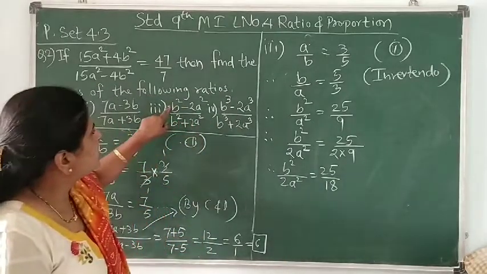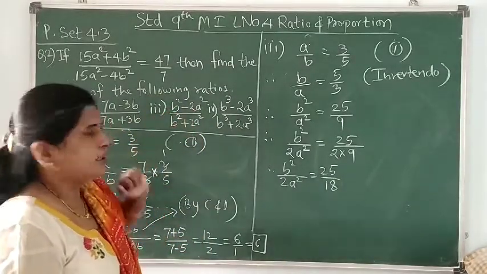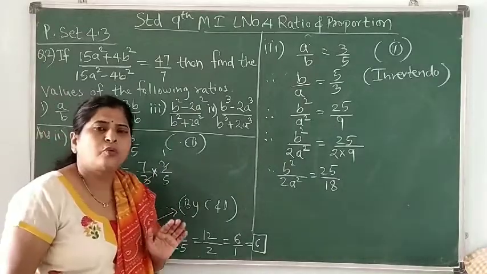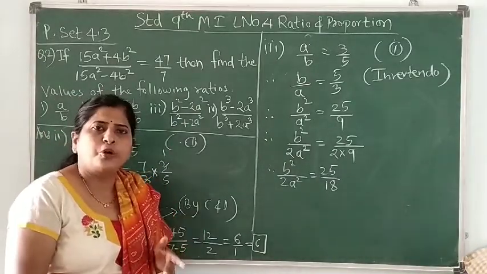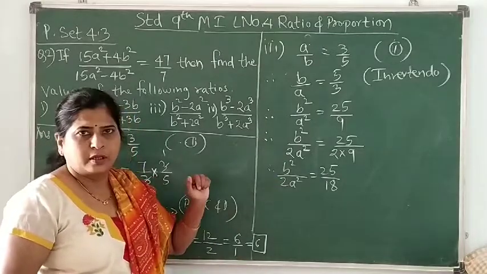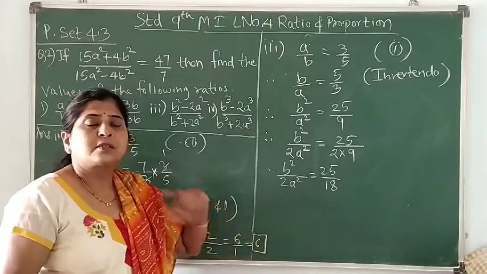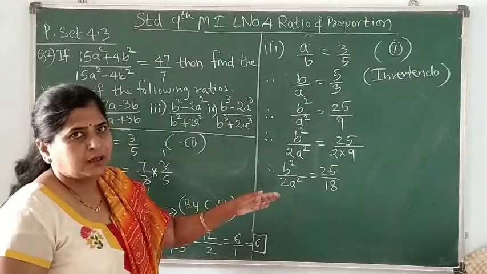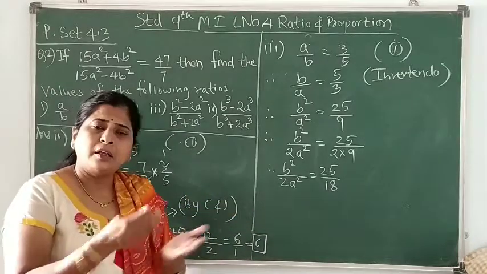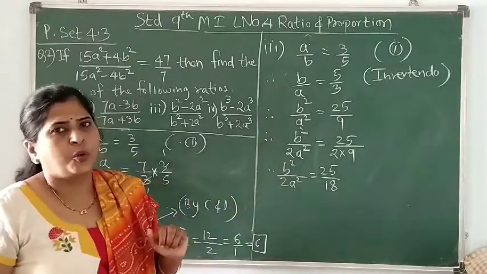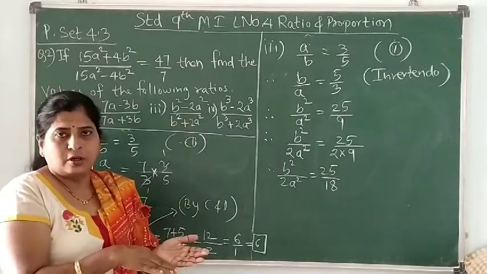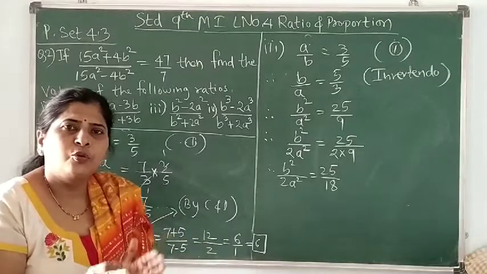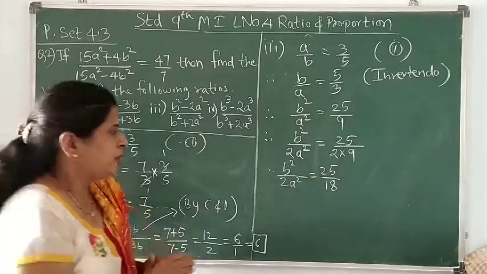Now here we can see that there is a subtraction and there is addition. Now we have operations like invertendo, alternando, componendo. In componendo we add in the numerator, denominator as it is. In dividendo we subtract, and in componendo and dividendo we add in the numerator and we subtract in the denominator. But we do not have any operation called alternando-componendo-dividendo. So basically we have to do first componendo and dividendo only.